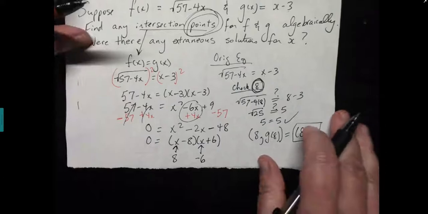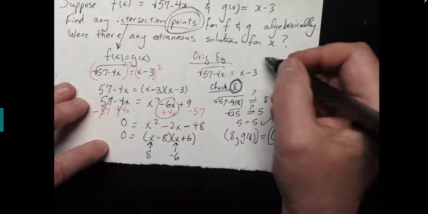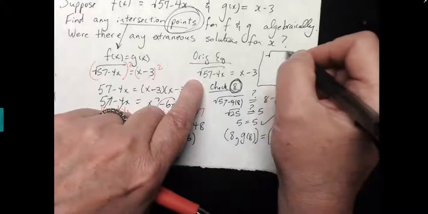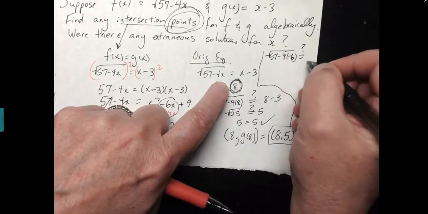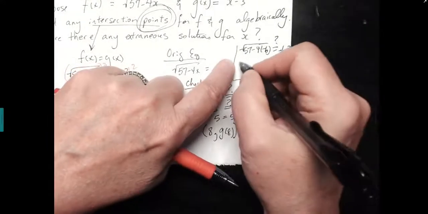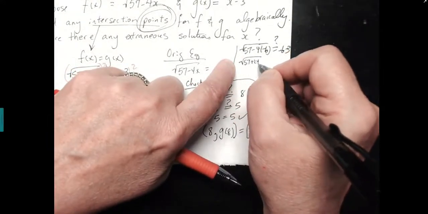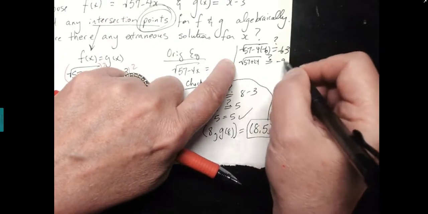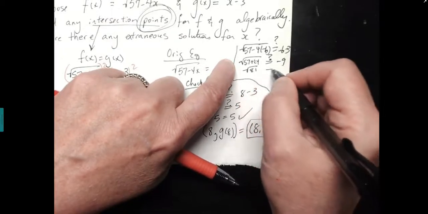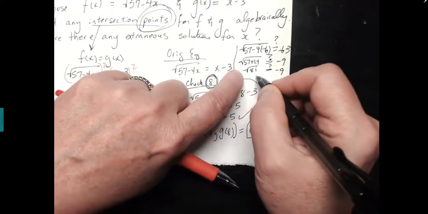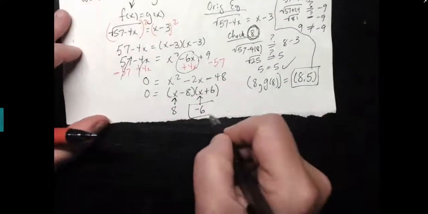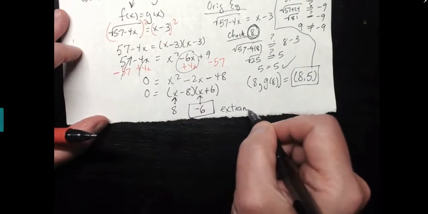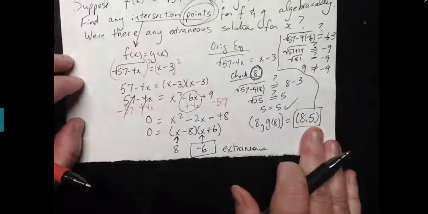Now, what about negative 6? Let's check this original equation with negative 6. Is that equal to that? And I'll have 57 plus 24. And is that going to be equal to negative 9? That's the square root of 81. Is that equal to negative 9? Well, no, it's not. The square root of 81 is positive 9. So what we have here is an extraneous solution, and so we cannot use it.